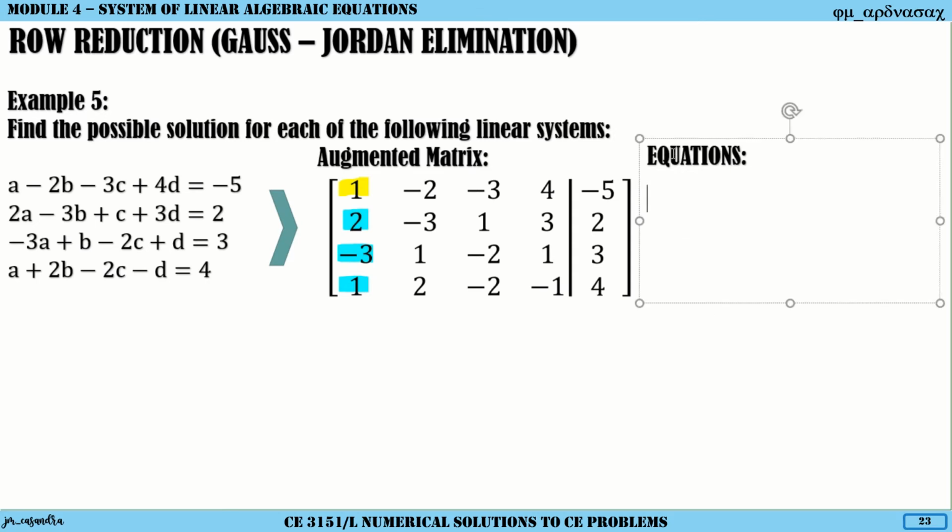Okay, so for our equation for row 2, that will now be 2R1 minus R2, and then for row 3, that will be 3R1 plus R3, and for row 4, that will be R1 minus R4.